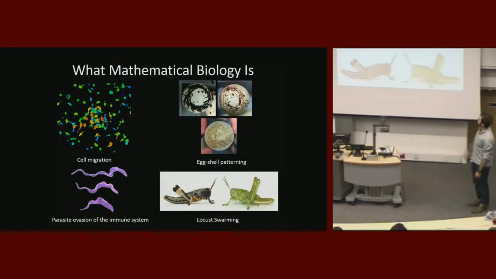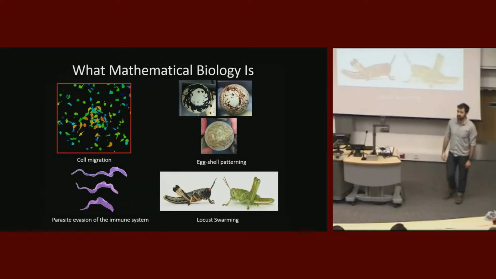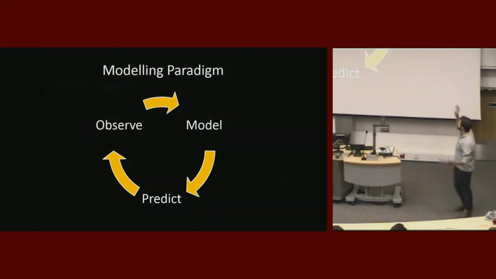These are some of the things that I work on: the way that eggshells get their patterns, the way that locusts swarm with devastating consequences, and the way that parasites can evade the immune system. Today in particular I'm going to tell you about the way that cells can migrate in the early embryo.